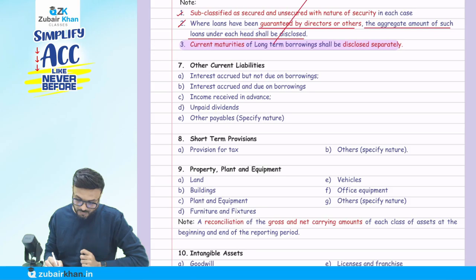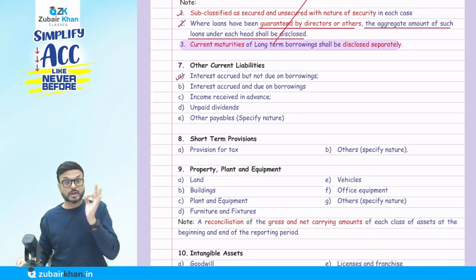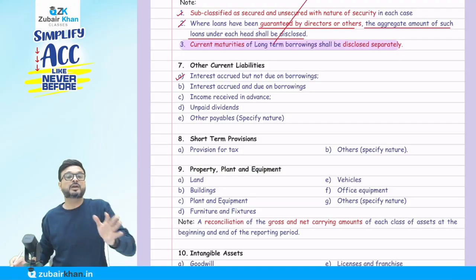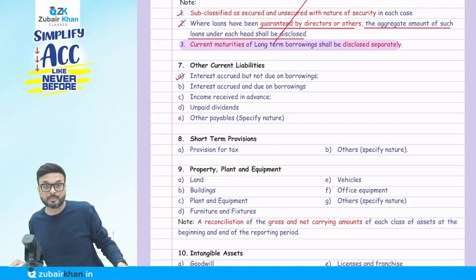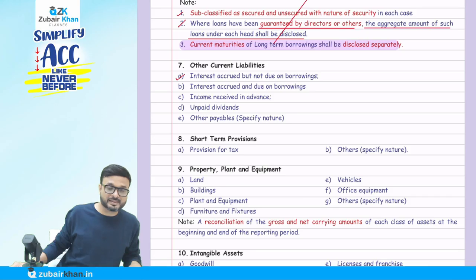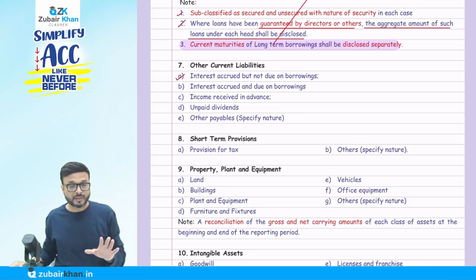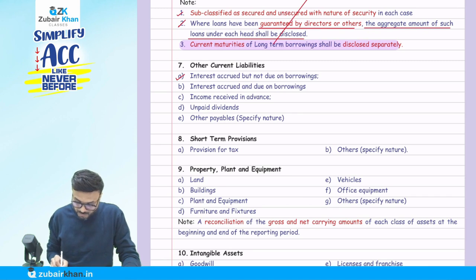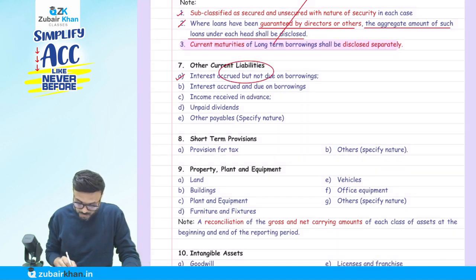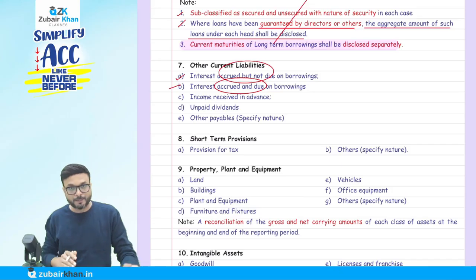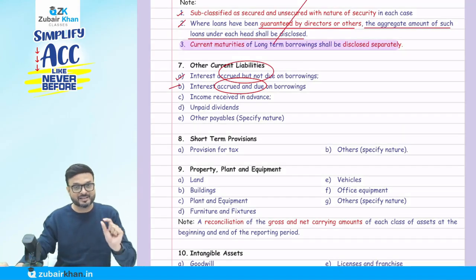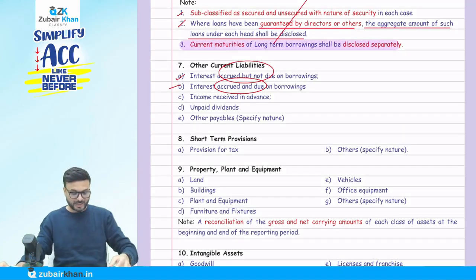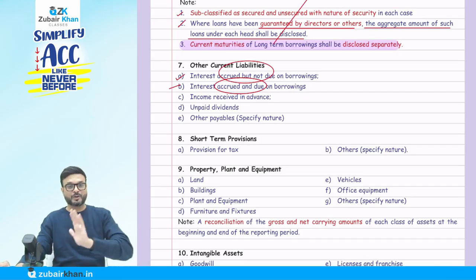Now, I will discuss each of them with you. The first item is interest accrued but not due on borrowings. I'm repeating that. What is this other current liability? Interest accrued but not due, and interest accrued and due. Both are current liability, but you know that there is a difference between both of them. Let me explain what the difference is, for your knowledge only.